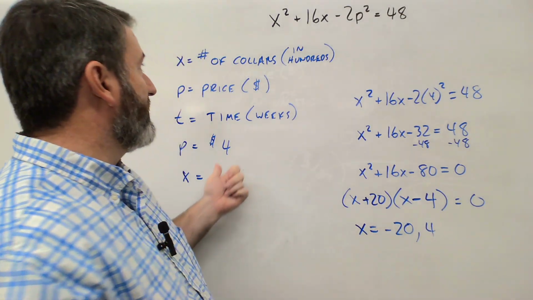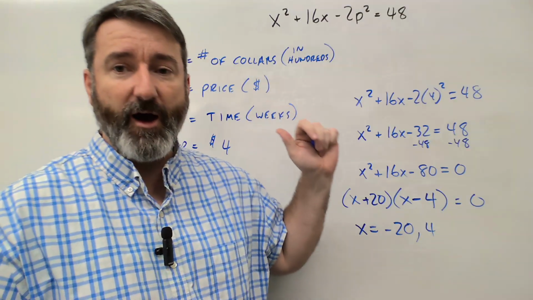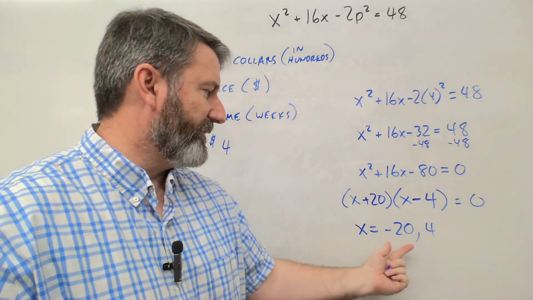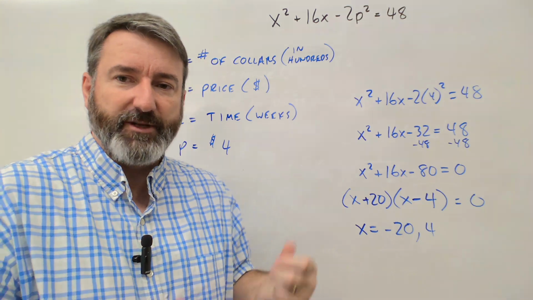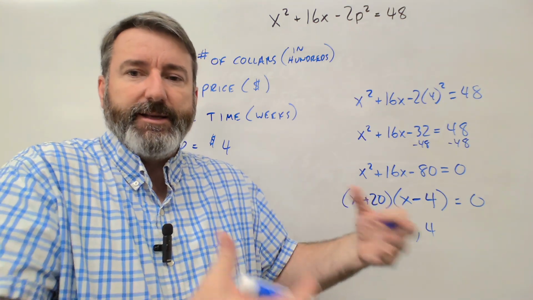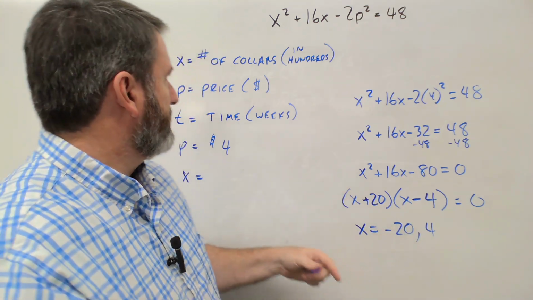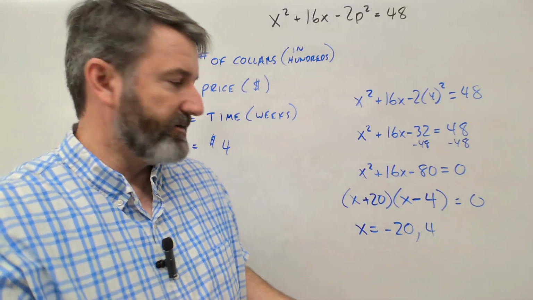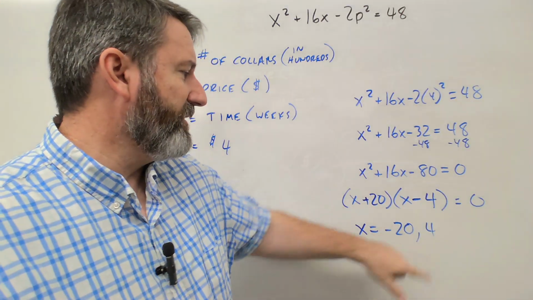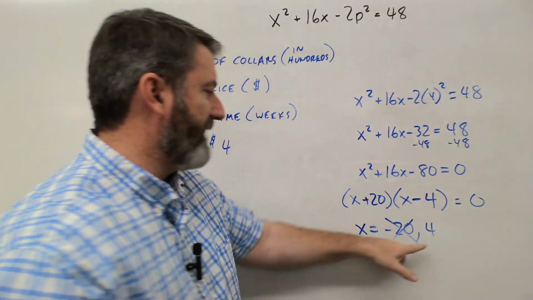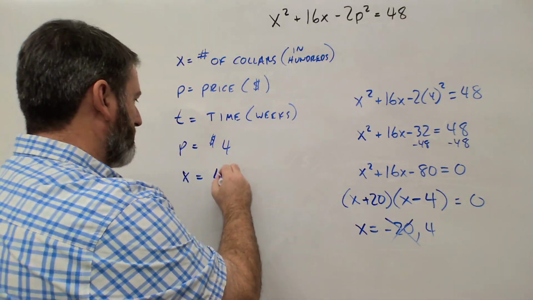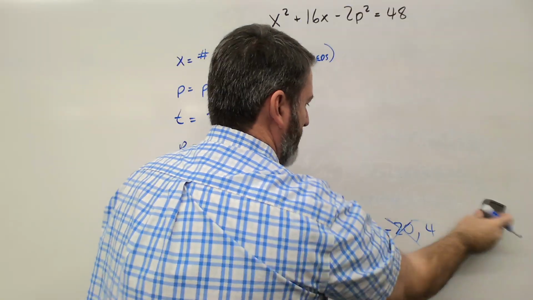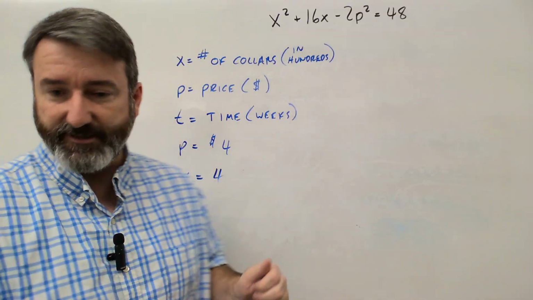But what we're talking about here is number of collars. And so it doesn't make sense that X would be negative 20. We're not producing negative 2,000, because this is in hundreds. We're not producing negative 2,000 collars. So the only value for X that makes sense is 4. So we'll put that over here. So now we know P and we know X.